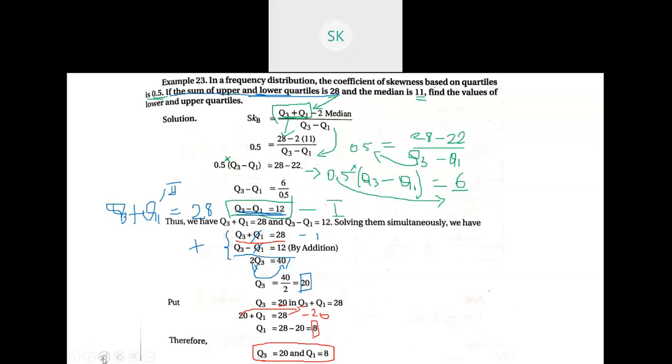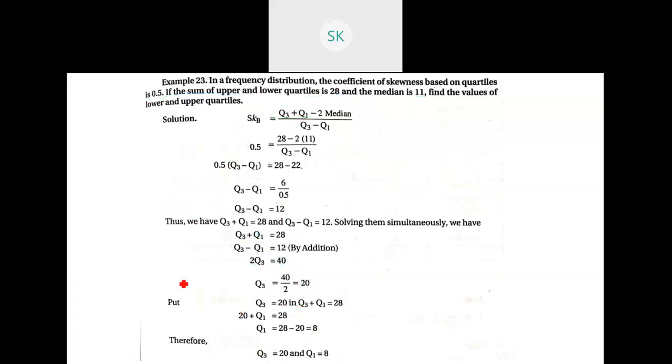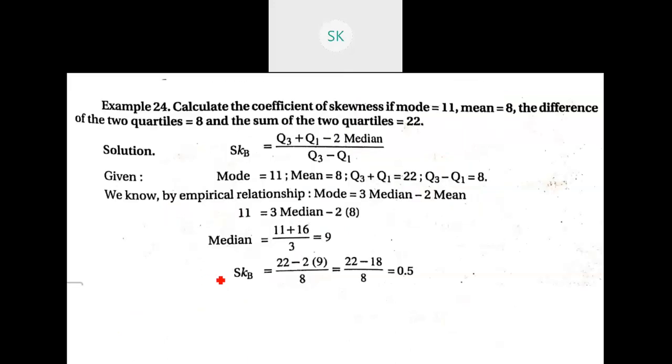Great. So let's go to the next problem. Again, another direct question. Calculate the coefficient of skewness if mode is equal to 11. Here the values given are a little confusing, so you will have to be careful. Mean is 8. X bar is given, mode is given. Next, the difference between two quartiles is 8 and the sum of two quartiles is 11.